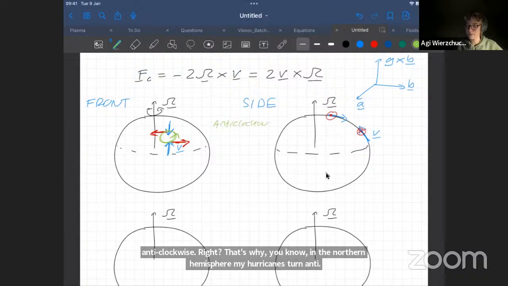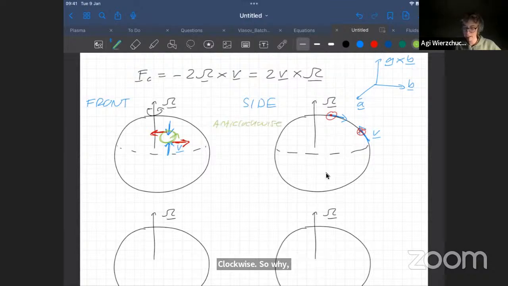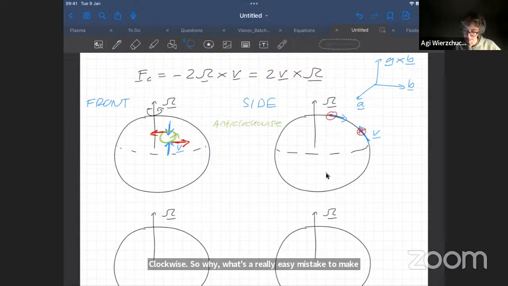So what's a really easy mistake to make here? You might work this out, do this initial calculation right here and think, okay, well, they're clearly going to turn clockwise because my Coriolis force is pointing in this direction. And I think that's where the solutions got the wrong idea from, because I made this mistake until I actually sat the course. So that's basically how the Coriolis force works.